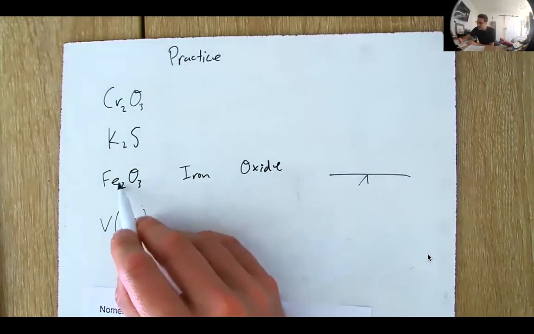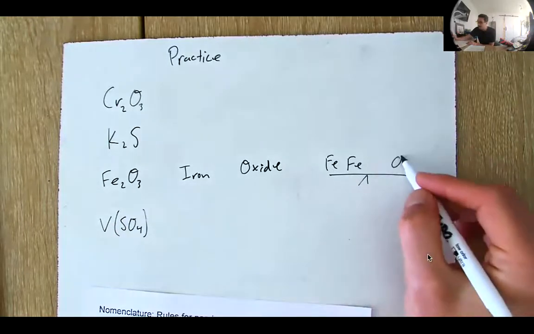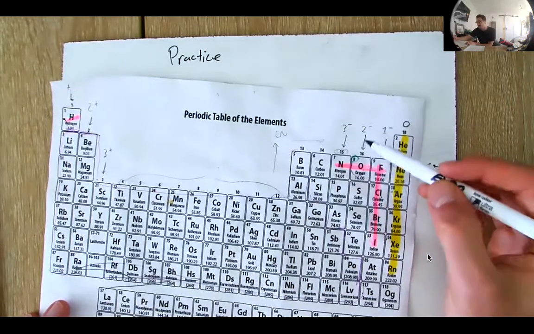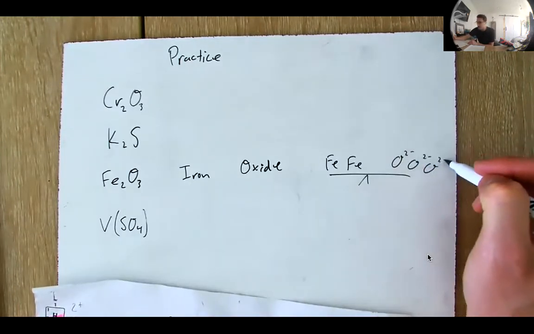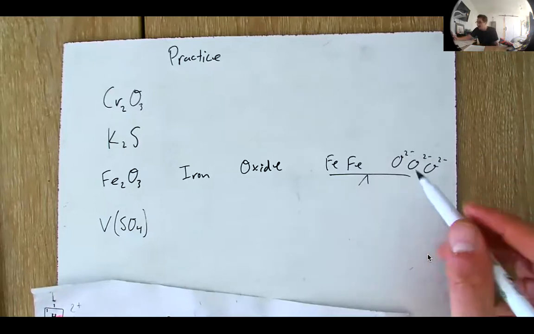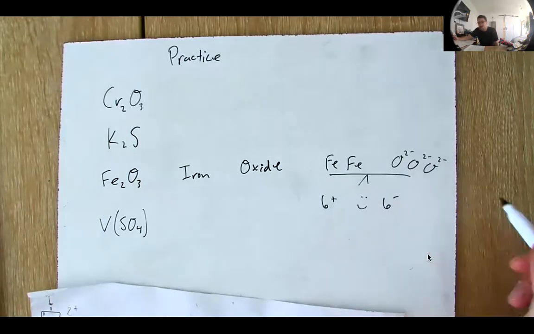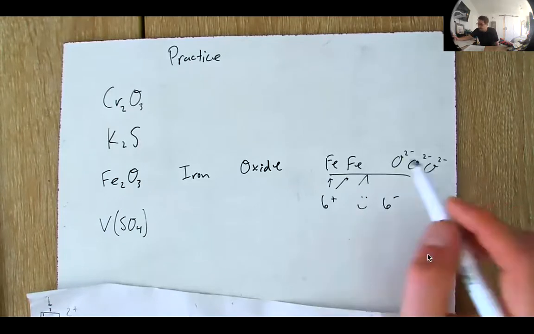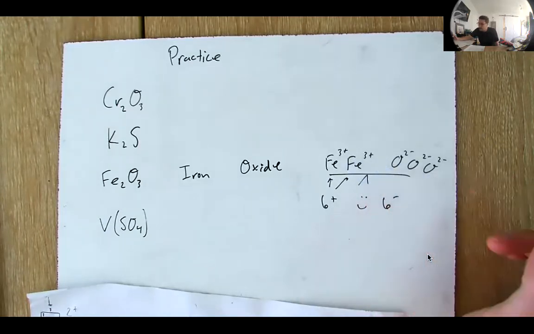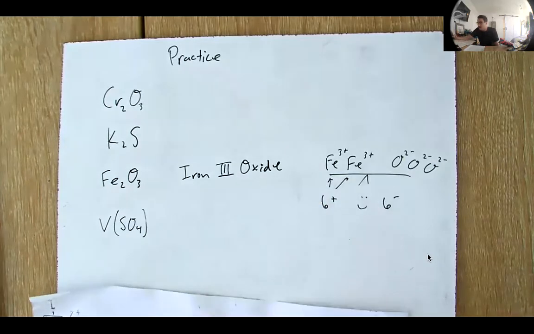The formula over here tells us that there's two irons, one, two, and three oxides, one, two, three. Looking at the periodic table, I can see that oxygen is in this column, and that means that oxide has a two negative charge. So each oxide has a two negative charge. How many negative charges are on the right side? A total of 6 minus. And that needs to balance with 6 plus. So what does that tell you about each of these iron ions? They must be a 3 positive charge. And so that's why I said earlier that the name of this formula is iron 3 oxide.